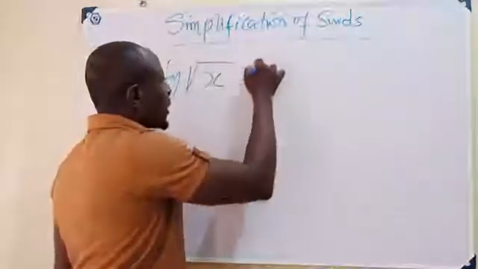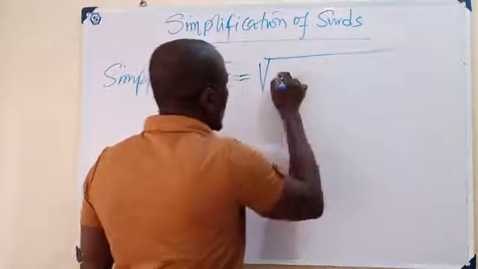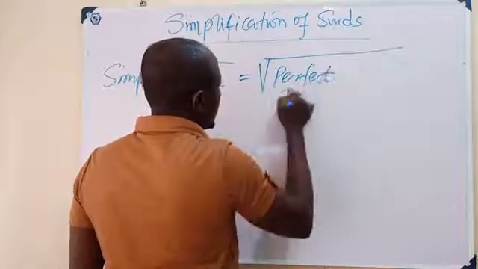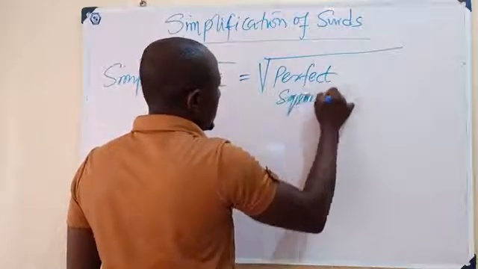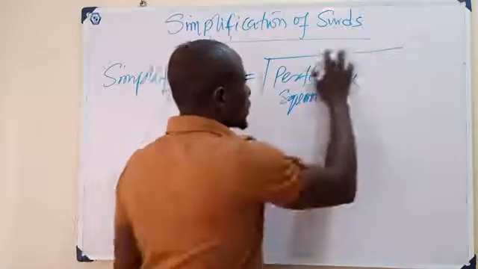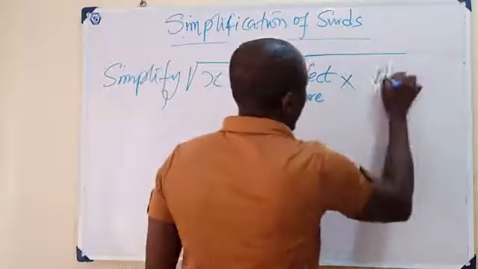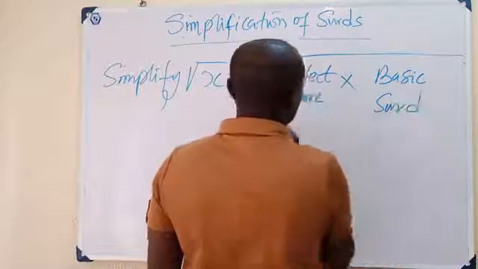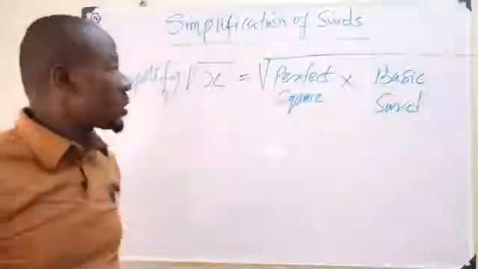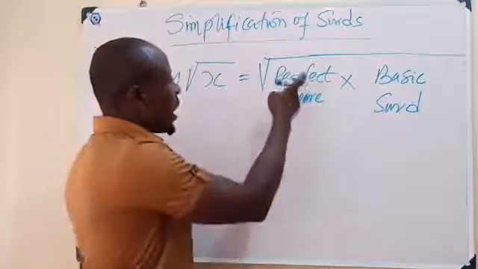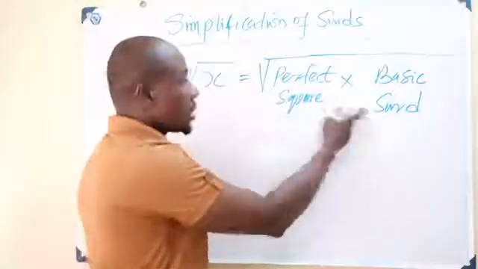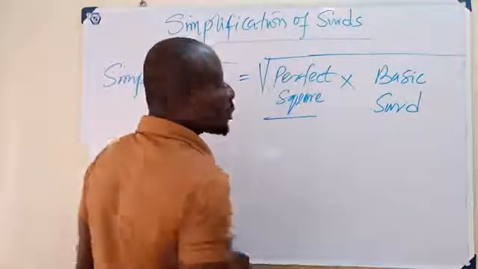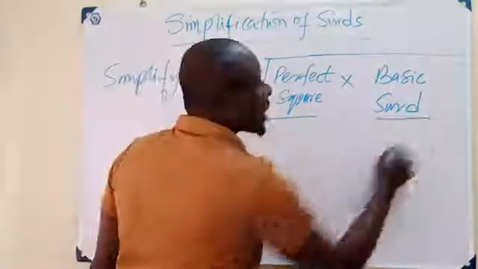So this can be broken down into a perfect square times a basic surd. A basic surd. So take note of this. Anytime you are asked to simplify any surd, you must break it down into a perfect square and a basic surd. Now we are going to look at some examples of perfect squares and some examples of basic surds.